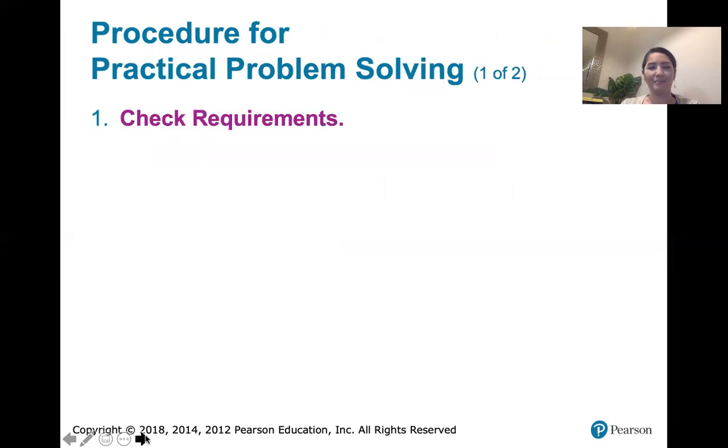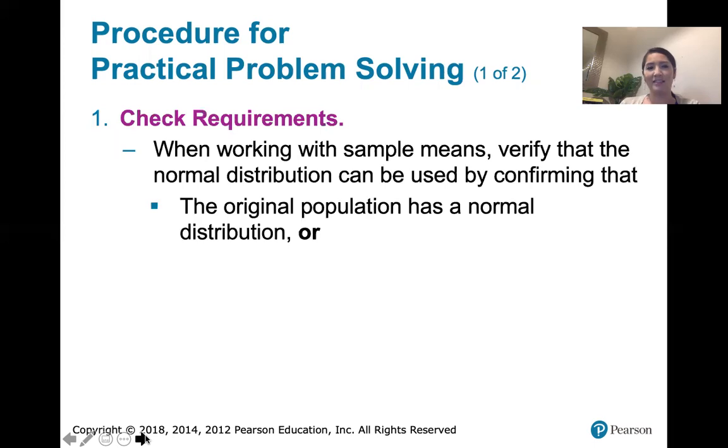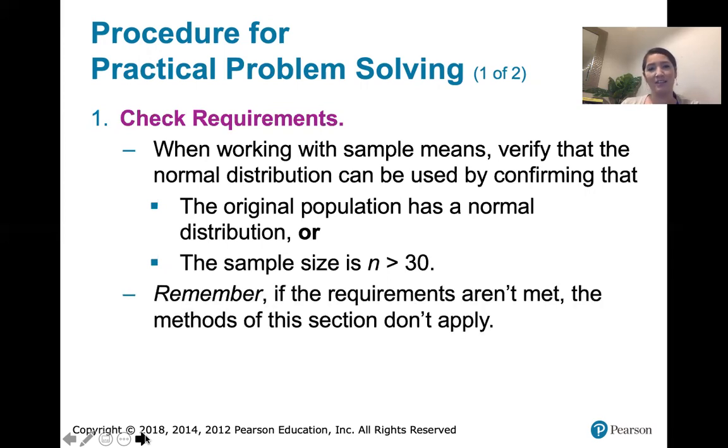So here's a procedure for practical problem solving. The first thing you want to do is you always want to check the requirements. You always want to verify that the original population has a normal distribution so that we can assume that the sample means have a normal distribution, or that the sample size is greater than 30. If the original population does not have a normal distribution and the sample size is small, so less than or equal to 30, then we don't want to use the methods of this section. There are other methods, they're just not covered in section 6.4.